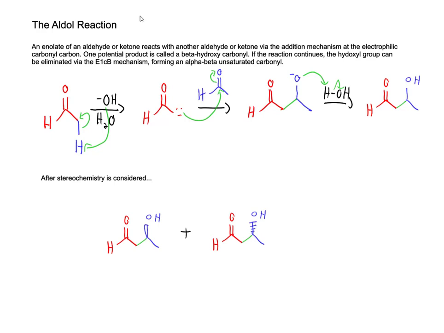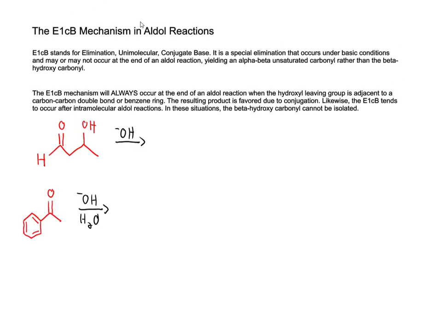Now, of course, I did mention there's something else that can happen at the end here, and that is the E1CB mechanism, which I'll show you now. The E1CB mechanism for aldol reactions stands for Elimination Unimolecular Conjugate Base. It is a special elimination that occurs under basic conditions, and it may or may not occur at the end of an aldol reaction, but if it does, it yields an alpha-beta unsaturated carbonyl rather than the beta-hydroxycarbonyl that we got as a result of the last problem I showed you.